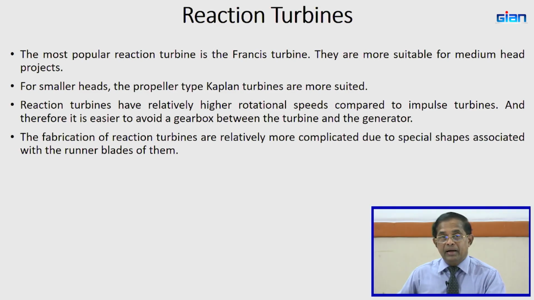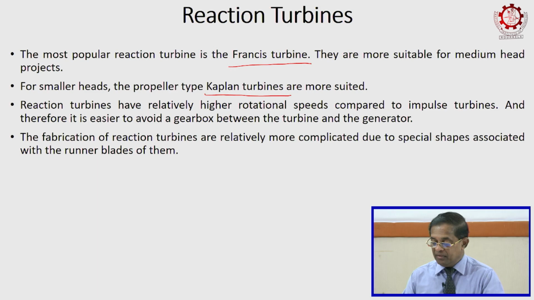Then we come to the reaction turbines, the second type of turbines. The runner is completely immersed in water 100% of the time. The most popular reaction turbine is the Francis turbine, which we have all heard about. They are more suitable for medium head projects. For smaller heads, the propeller type Kaplan turbines are more suited. Reaction turbines have relatively higher rotational speeds compared to impulse turbines, and therefore it is easier to avoid a gearbox between the turbine and the generator. The fabrication of reaction turbines is relatively more complicated due to the special shapes of the runner blades.